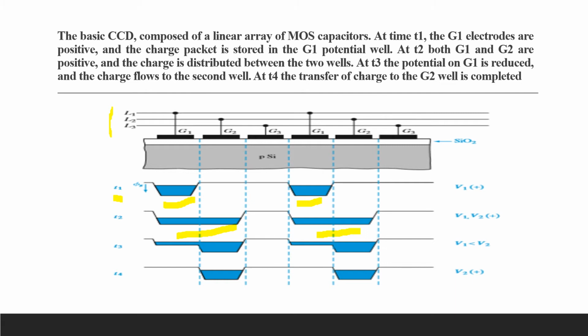Here you can see that when V1 is reduced, the charge moves from G1 to G2. You have seen that it is moving from gate G1 to G2, and when V1 is 0, it is totally collected in the well under gate G2. By this process, the packet of charge has been moved from under G1 to G2.